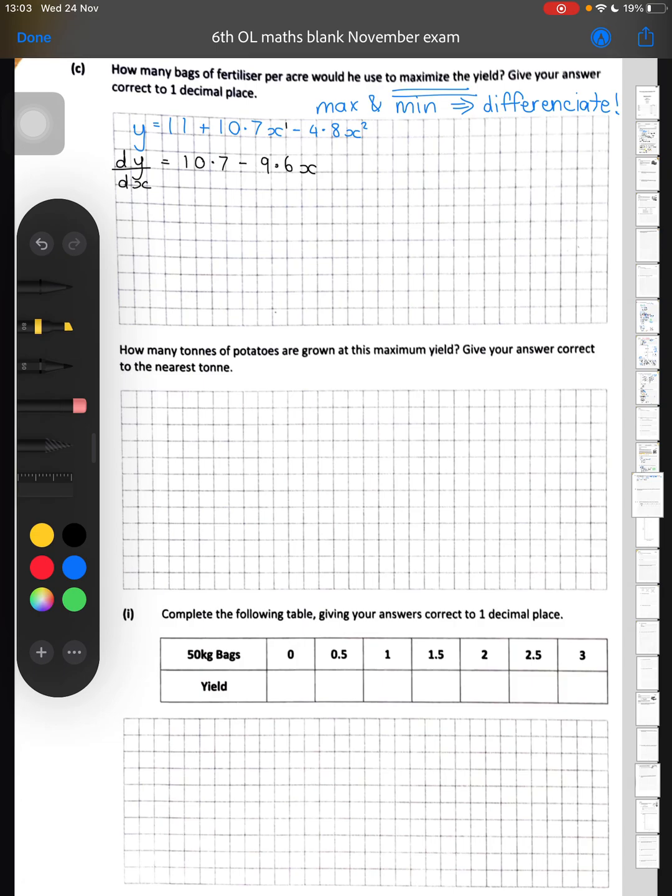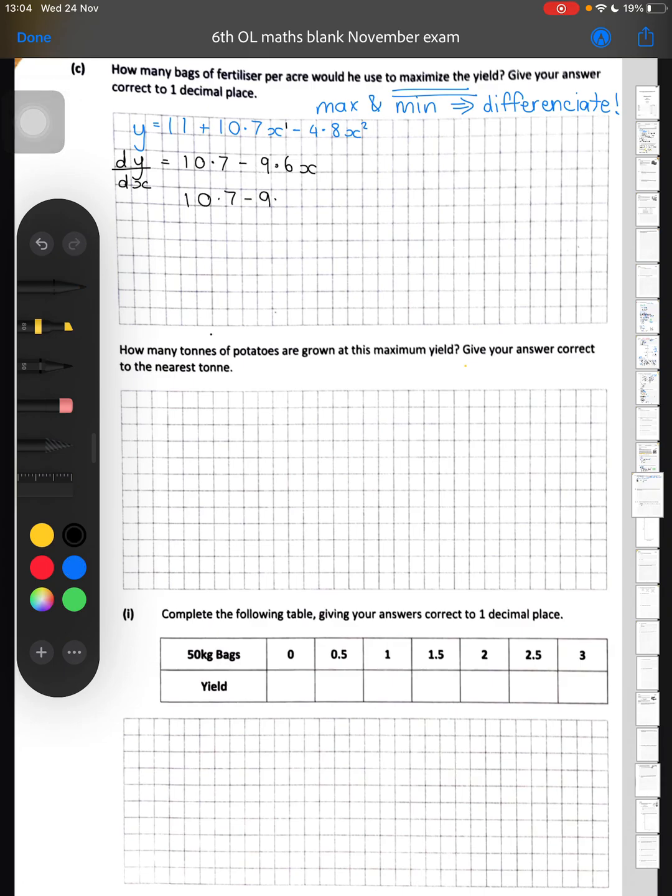Okay, and then it says, how many bags of fertilizer per acre would you use to maximize the yield? So what we're looking for here is, if I have a graph like this, what is that max point there? We are looking for the max of a graph. So I'm going to let this equal to 0. This is the slope at any point, and I want to figure out where the slope is 0. If I have a graph like this, the slope is going to be 0 at that maximum point. So I'm going to let this equal to 0 to find the maximum point.